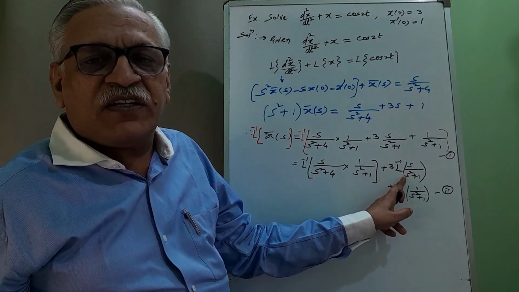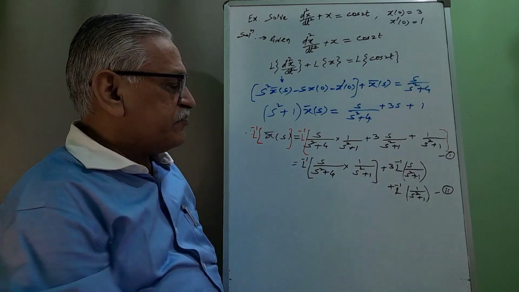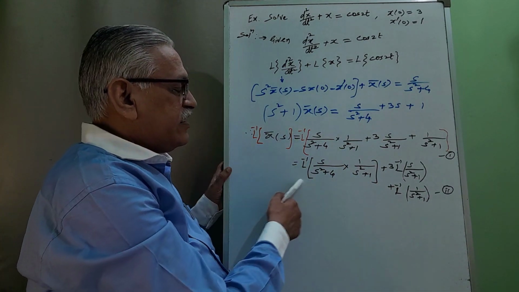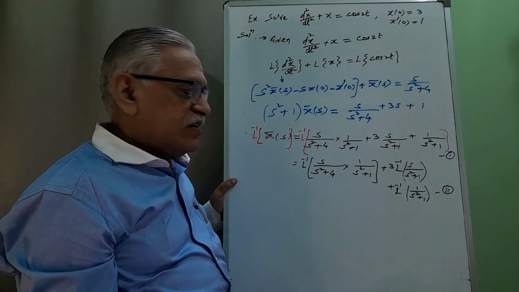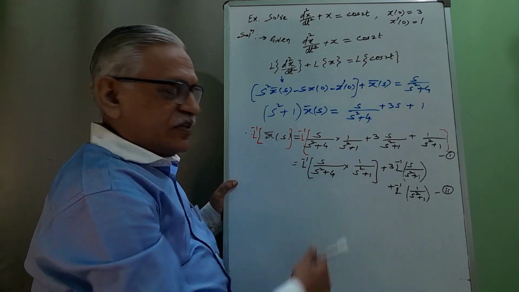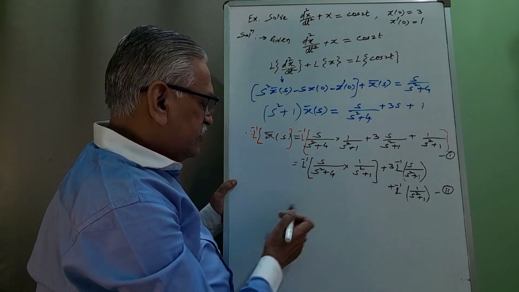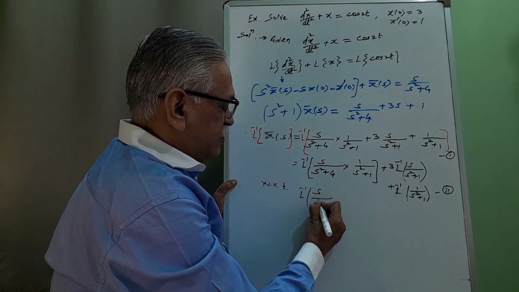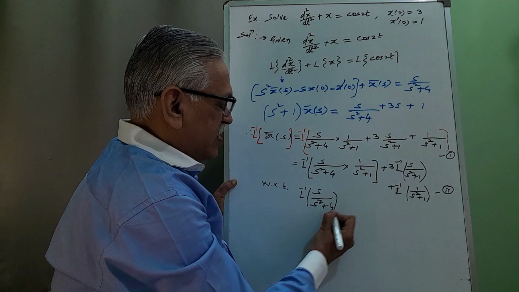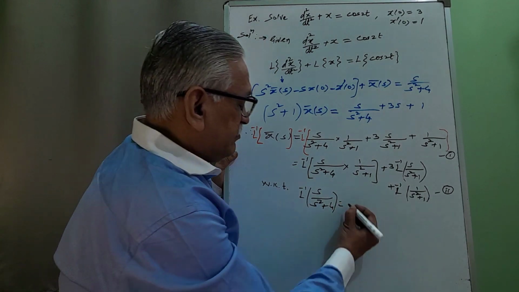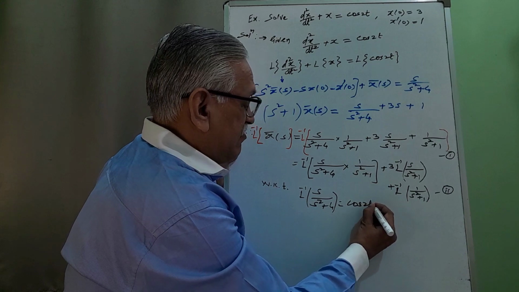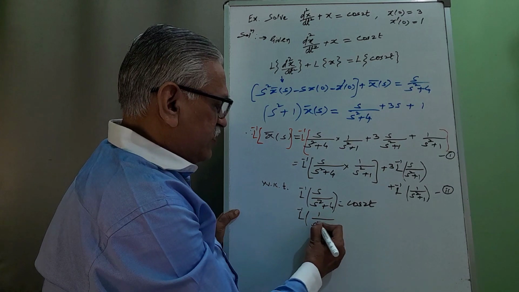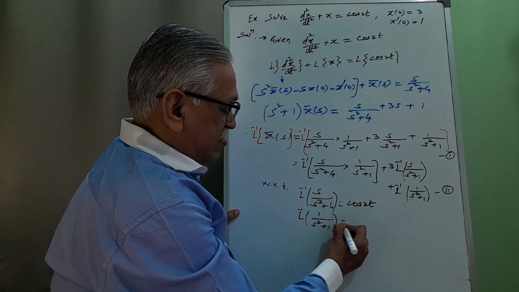Inverse of s upon s square plus 1, standard result, it is cos t. Inverse of 1 upon s square plus 1, again standard result, it is sin t. And inverse of the first term we have to obtain by a convolution, as here it is a product of two terms. And therefore, to find this inverse, we know that inverse Laplace of the first term s upon s square plus 2 square, that is 4, is cos of 2t, and inverse of second term 1 upon s square plus 1 is sin t.